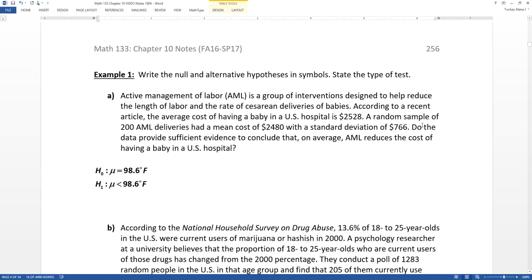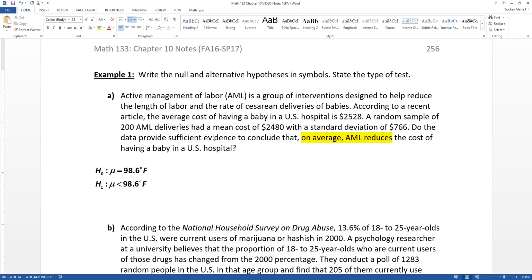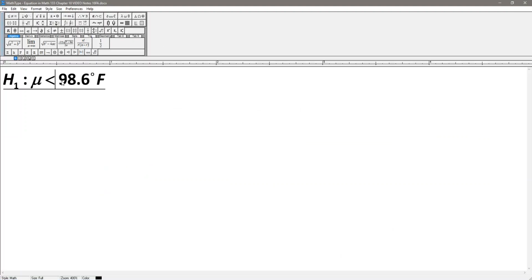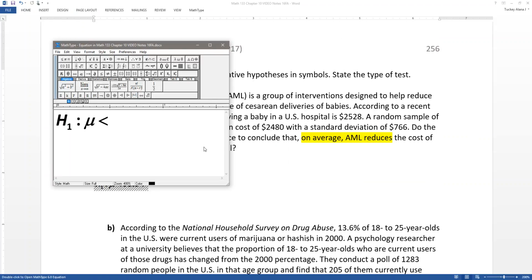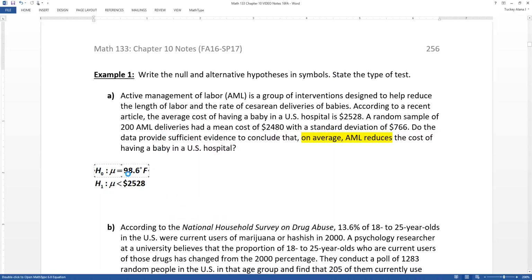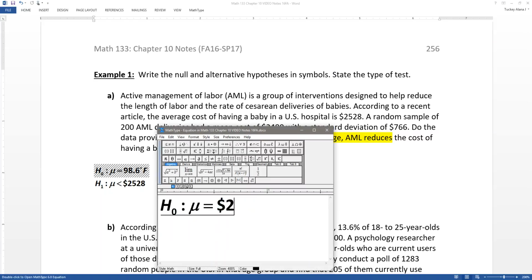It says, do the data provide sufficient evidence to conclude that on average, and that's kind of a key word, AML reduces the cost. Oh, okay, so let's highlight that. So on average, AML reduces the cost. That's the alternative hypothesis. And it's telling you a whole bunch of stuff. They want us to reduce the cost. So is the mean less than? And then the question is, reduce the cost from what? What are you trying to get lower than? What was your assumed population value? That'd be the 2528, right? So is it less than 2528 or is it still 2528 regardless of AML?